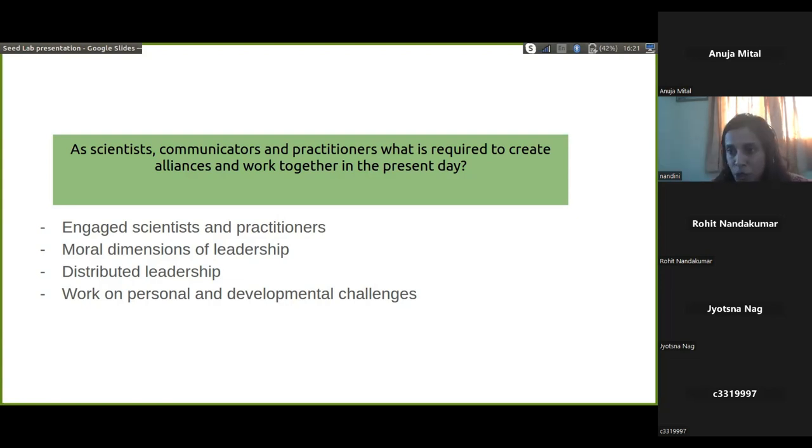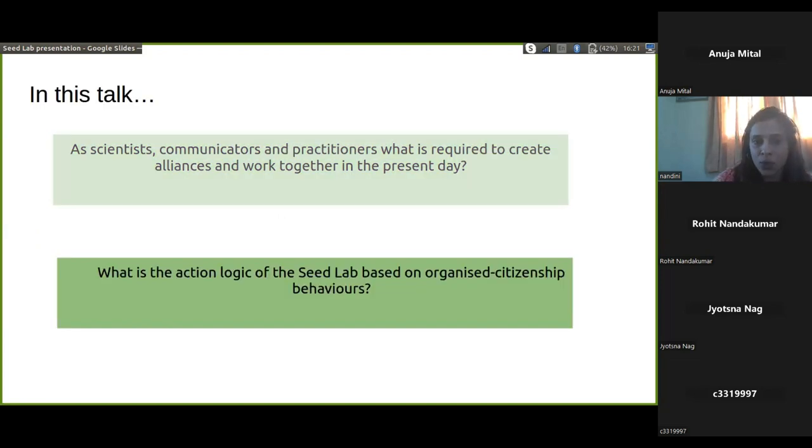There is a moral dimension of leadership that we have to think about. We have to think about leadership being more distributed. And we also have to work on personal and developmental challenges. And so I come to the second part of my talk, which is, what is the action logic of the Seed Lab based on organized citizenship behaviors?